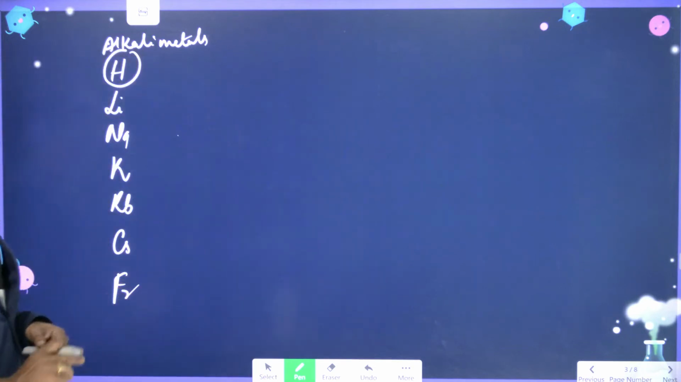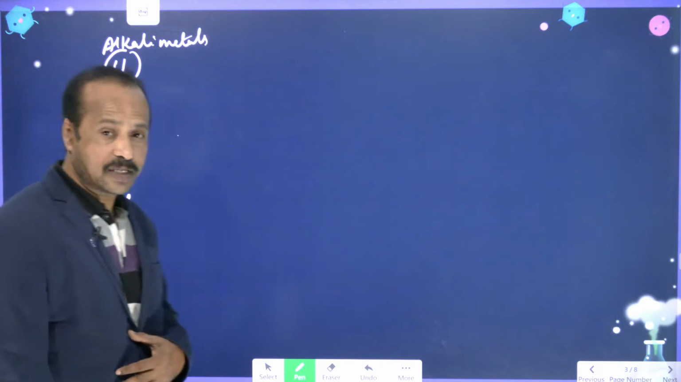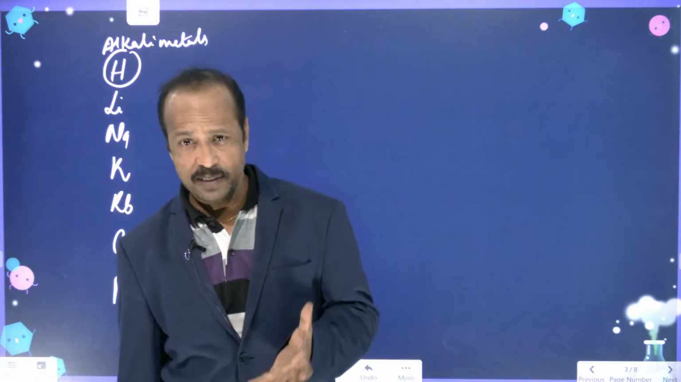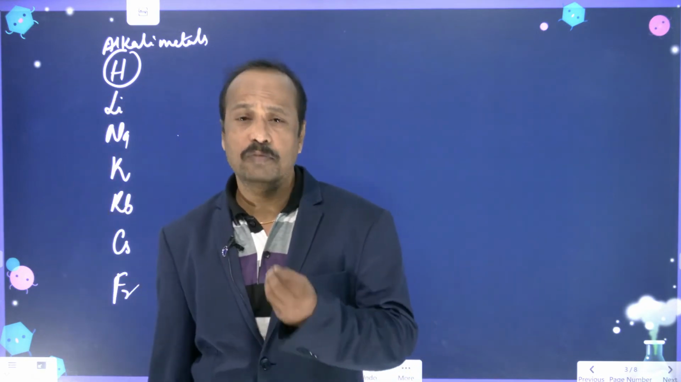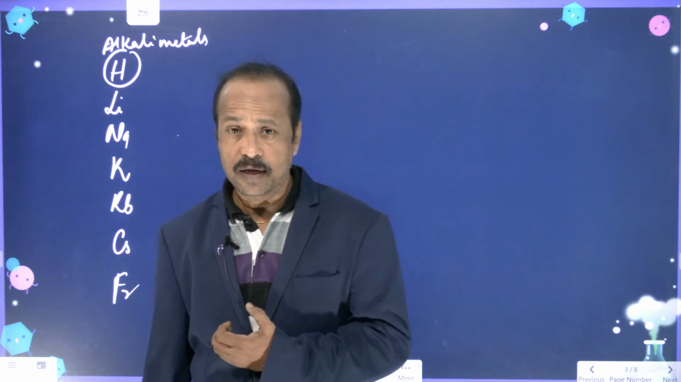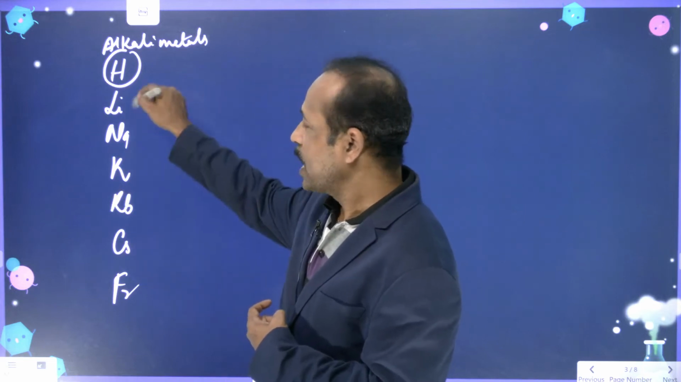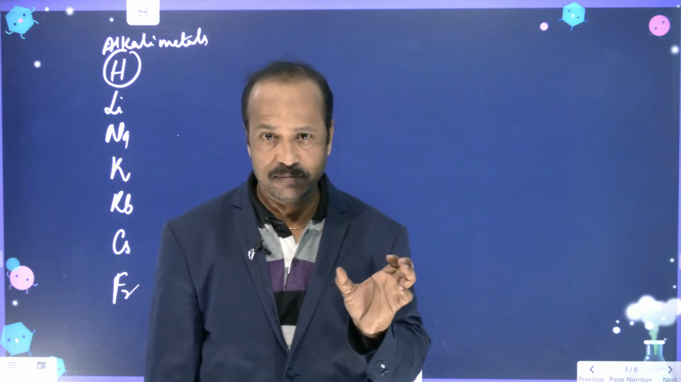All these alkali metals, lithium, sodium, potassium, rubidium, cesium and francium, will have similar properties. All are metals only, and most of the properties are the same for all of them. So all these metals' properties we study under one heading called alkali metals, right?